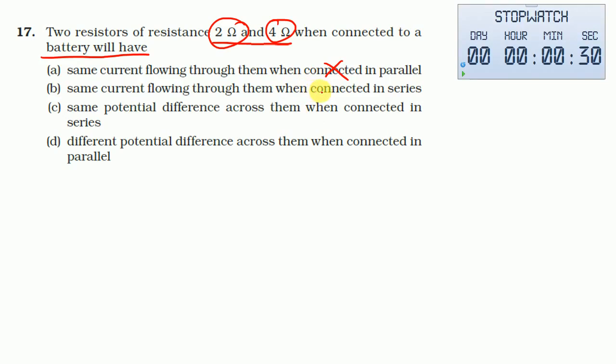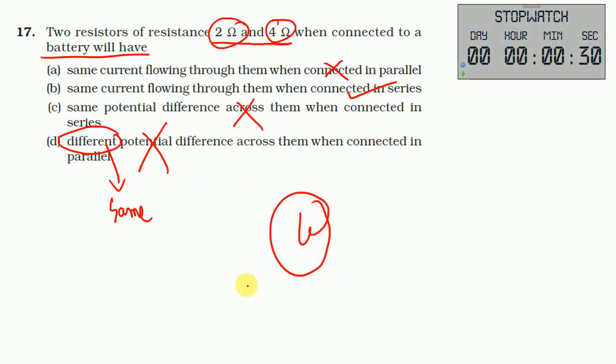The first option is not there. Same current flows through them when connected in series. Yes, this is correct. Same potential across them when connected in series? No, not at all. Same potential difference when connected in parallel? There should be the same potential difference when connected in parallel, right. In parallel, when they are connected, the potential difference is the same. The correct option will be D.